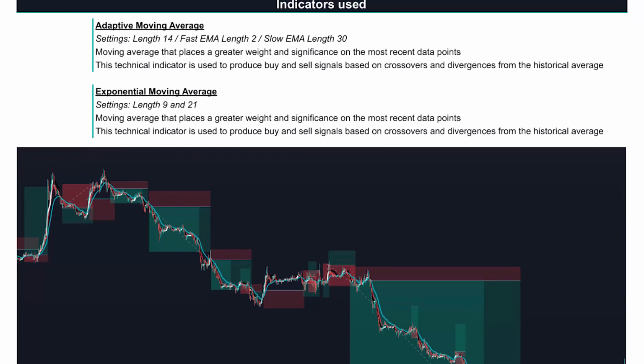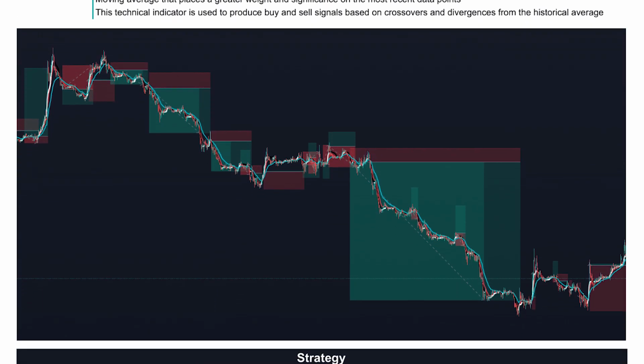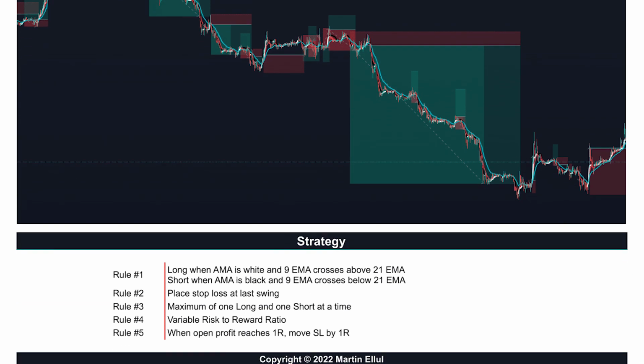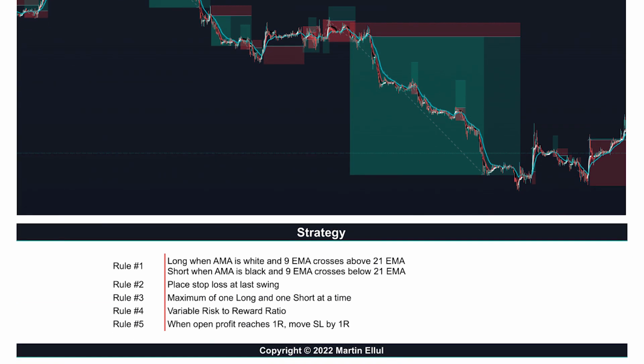So this strategy is based on the 15-minute time frame on Euro USD. Here's the strategy. We go long when the adaptive moving average is white and the 9 EMA crosses the 21 EMA from below. And we go short when the adaptive moving average is black and the 9 EMA crosses below the 21 EMA. We place the stop loss at the last swing.